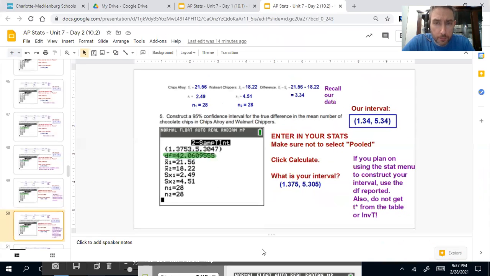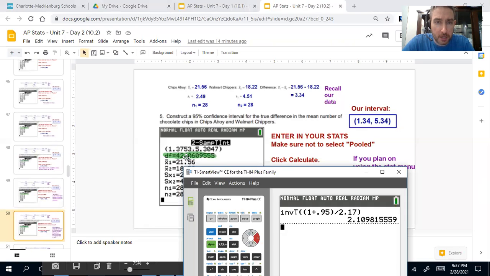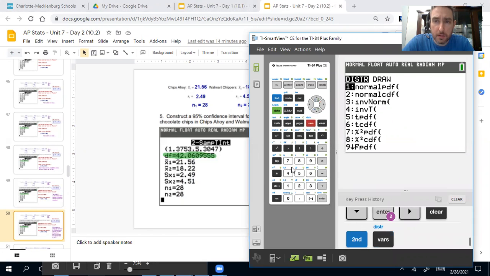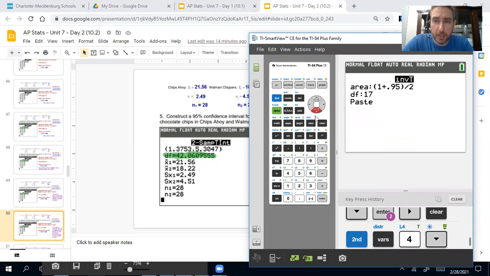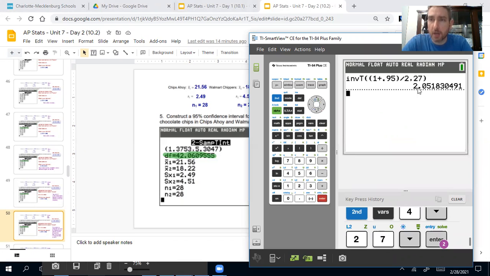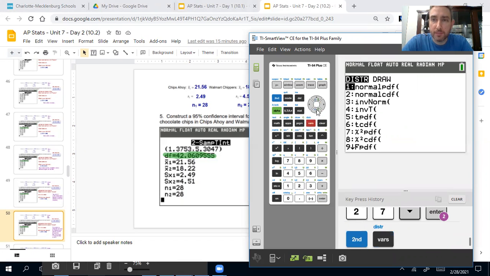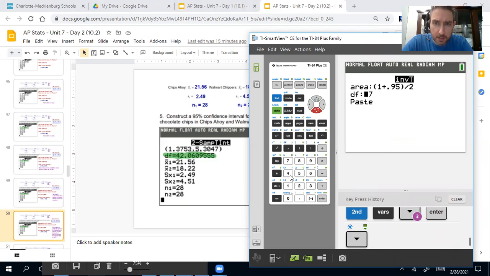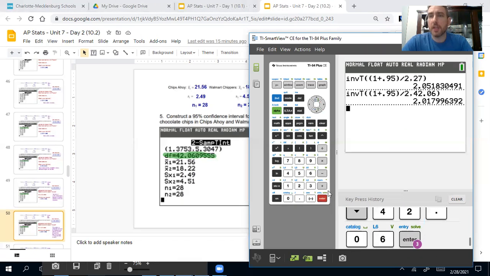So let's say we use the calculator's degree of freedom, 42.06. Now, if I did inverse T, and I did my degree of freedom as, was it 27, you can see that t-star was 2.05. But if I did it again, and I did, what was it, 42.06, it gives you a critical value of 2.01799. That's a smaller critical value, so it's going to narrow your interval.